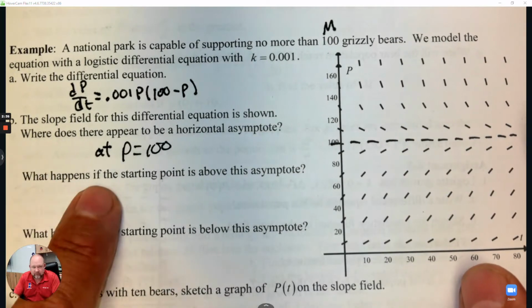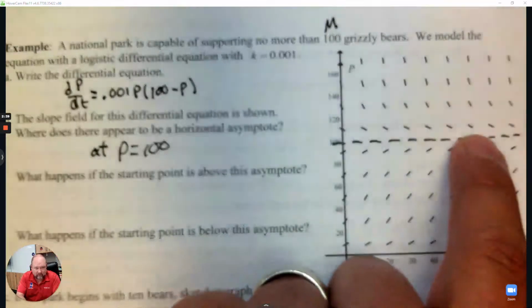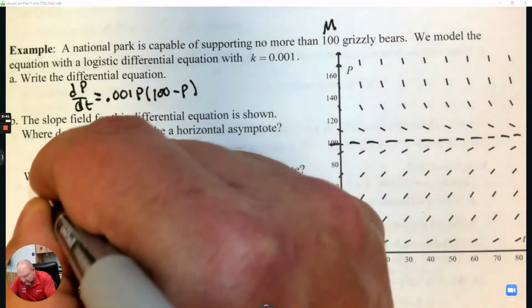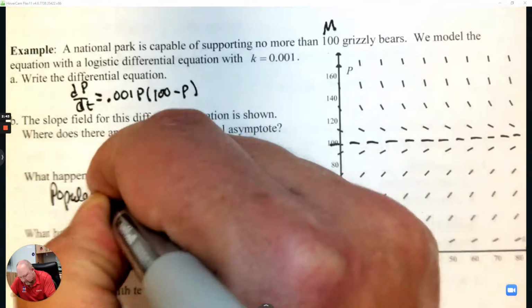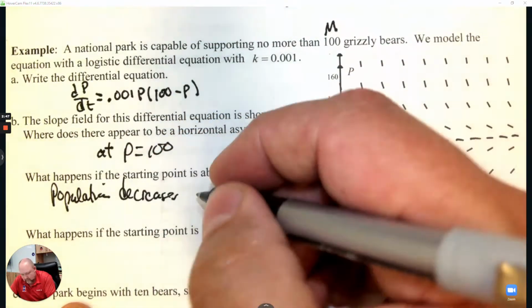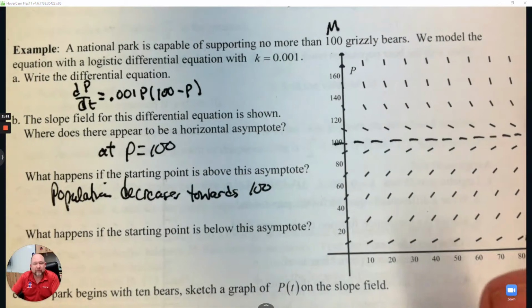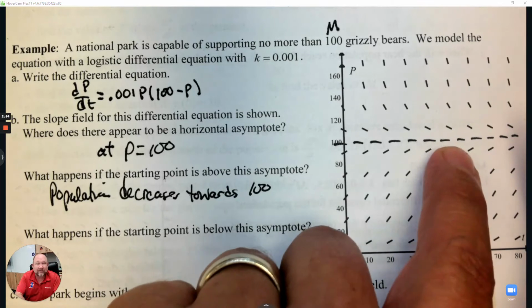What happens if the starting point is above this asymptote? So if you start above, it decreases to 100. What happens when you start below? It increases to 100.